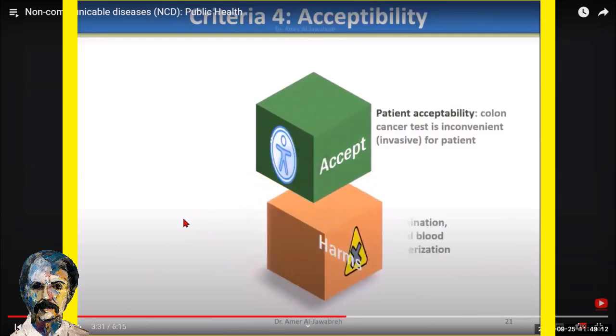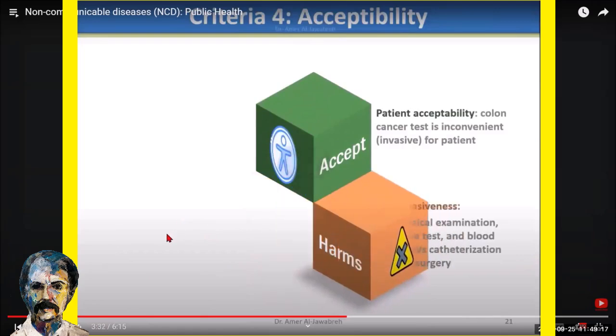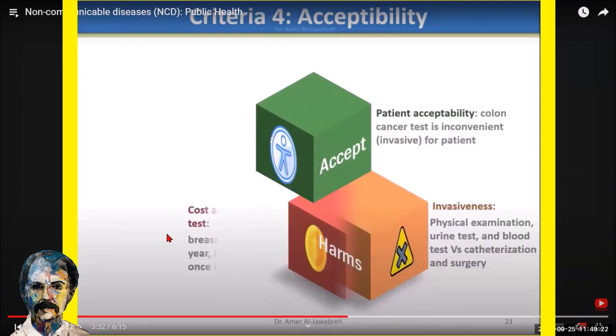Then criteria 4, acceptability. So patient should accept the test, whether the test is screening or confirmatory, because sometimes in colon cancer, you are going to use colonoscopy and it's very invasive to the patient. You have to insert, let's say, in the anus something, or you can open in the stomach and just put it inside. Colonoscopy. So this is invasive and patients don't like it. They don't feel happy with it.